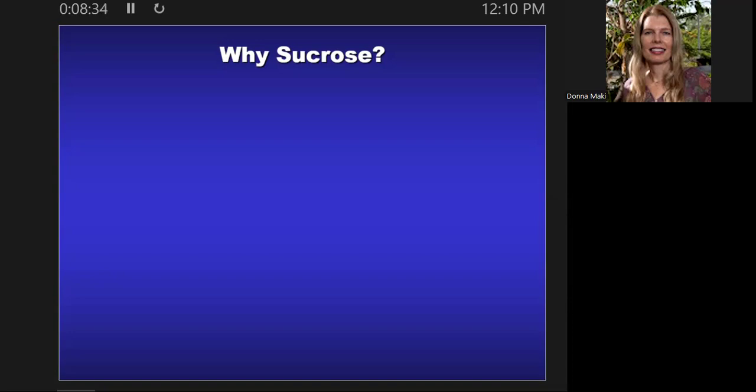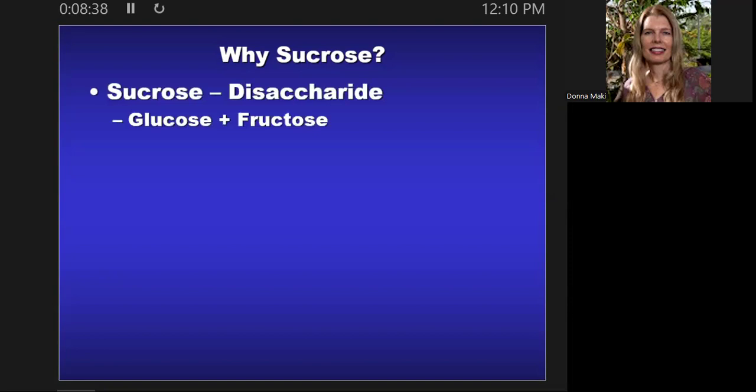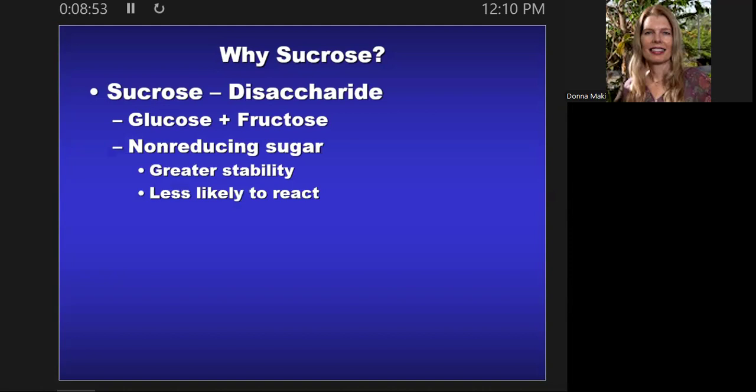And they wanted to know, why did the plant adapt that mechanism? They know it's a disaccharide. It's composed of glucose and fructose. And then when you look at it more carefully, it is what's called a non-reducing sugar. What that means is that as it's flowing from point A to point B, from source to sink, it's stable and it's less likely to react with things on the way. And so it's just a nice little packet of sugar that's rather inert or stable in that sense.